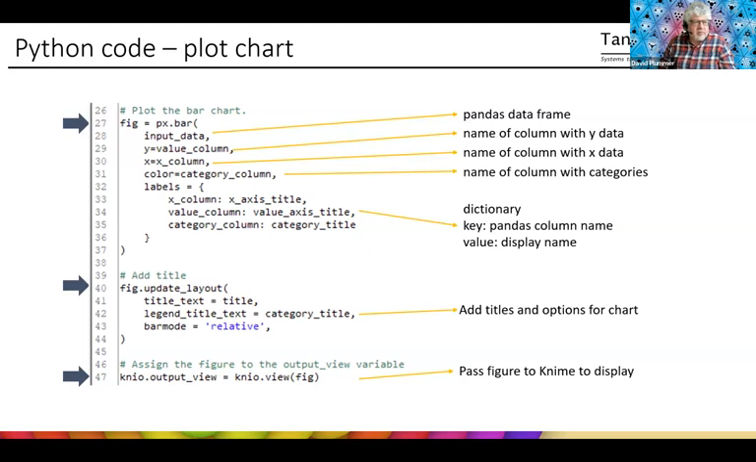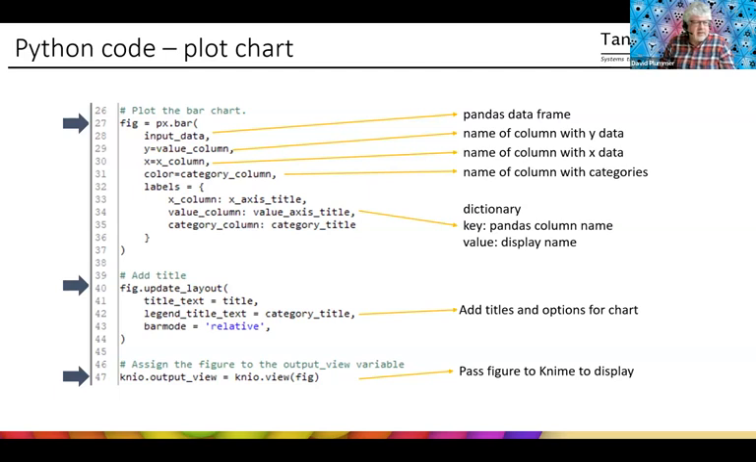So the X column will be the X axis title, the value column will be the value axis title, category column will be the category title. And it's just all very simple in terms of a single method for actually creating the data itself. And that creates the trace, which when I talked about passing data from Python into the JavaScript, which displays the chart, that's the data aspect of it.